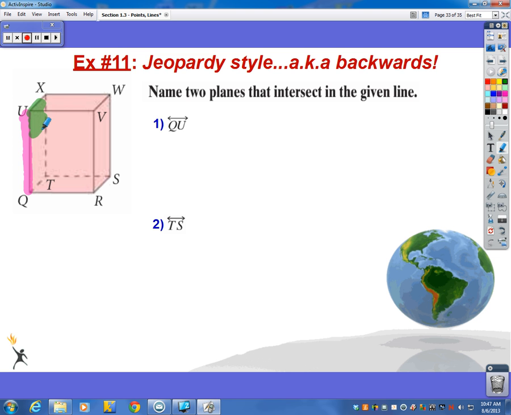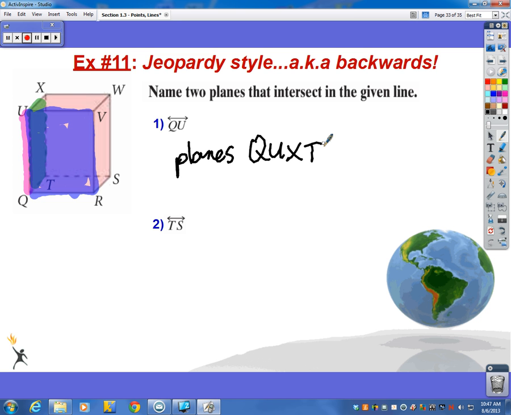Well, really, the left side has QU in it, and the front side has QU in it. So now I just have to name the front plane and the left plane. So we can say planes, and let me go with the left side. So I'm going to use QUXT. There's one way of naming it. And again, there are many other ways of naming that plane, QUXT.